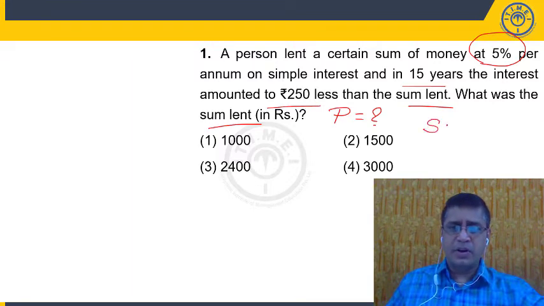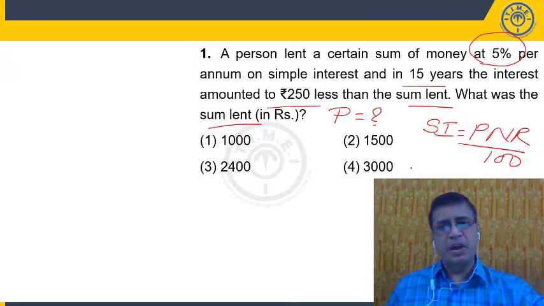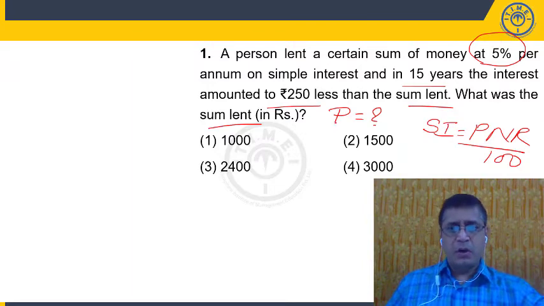And the formula in simple interest. What is the formula to find the simple interest? It is PNR by 100, or you can use PTR by 100. Instead of T, I am using N. N stands for number of years, the period of time. P is the principal, R stands for rate of interest. Now we need to find the principal here.